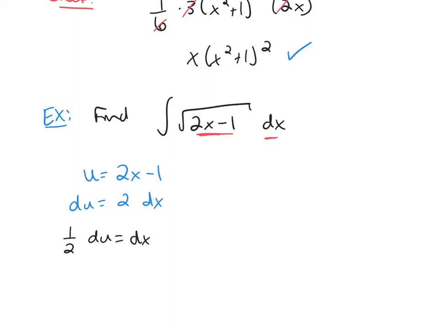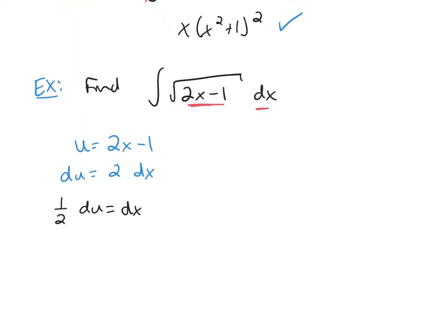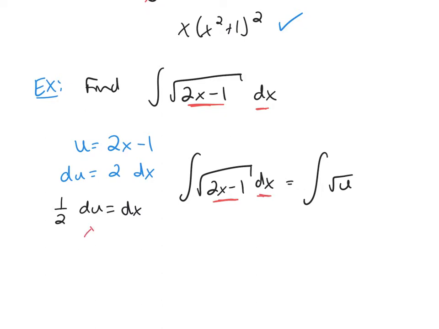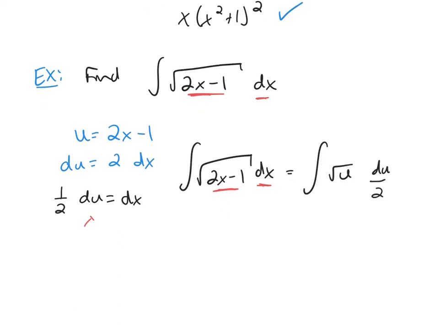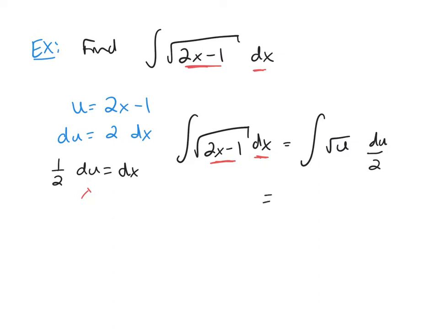All right, and we're ready to do our substitution now. We started off with the integral of the square root of 2x minus 1 dx. And now this will become u, so the square root of u. And then in place of dx, we're going to put in a 1/2 du. So I'm going to pull the 1/2 out, and I'm going to write this with an exponent. This is u to the 1/2.